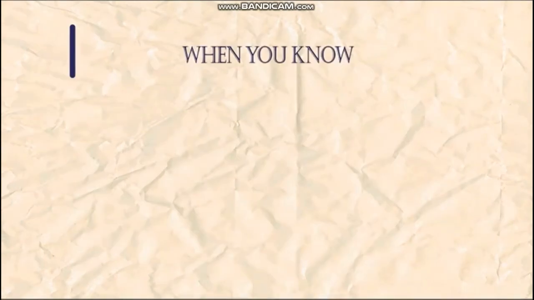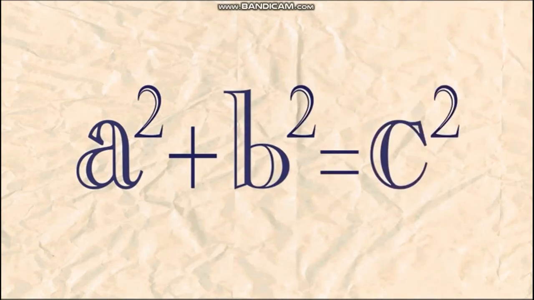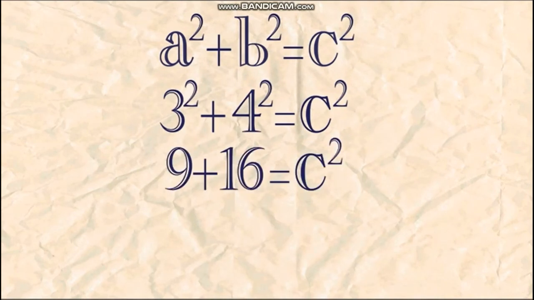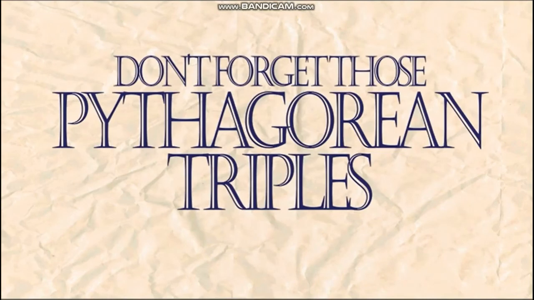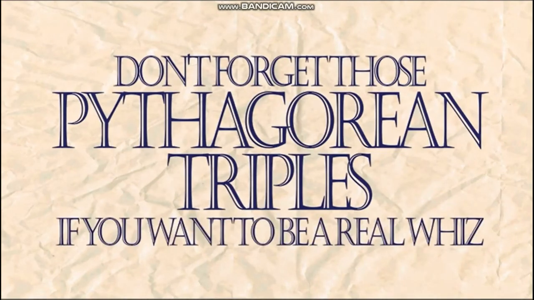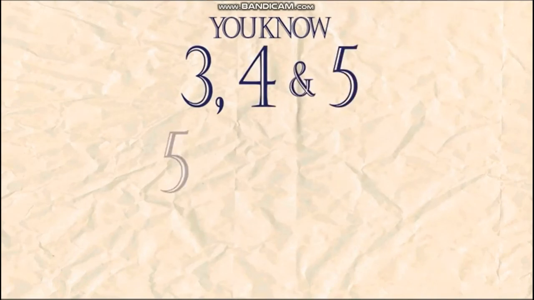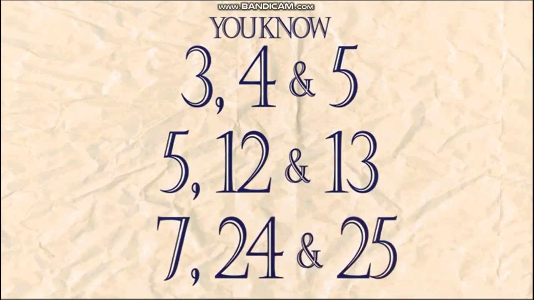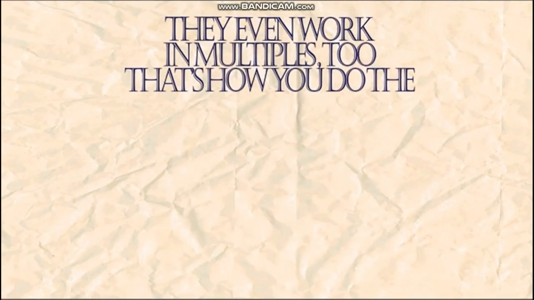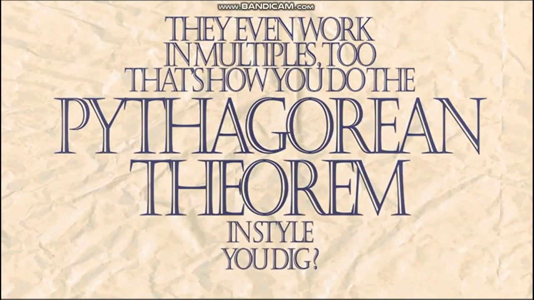Haven't you heard? When you know 2 sides, you can find a third. A squared plus B squared equals C squared. Solve for any one, then you're almost done. Cause when you get your answer, you're still not through. Don't forget that you gotta solve for the square root. True. And don't forget those Pythagorean triples if you want to be a real whiz. You know, 3, 4, and 5, 5, 12, and 13, and 7, 24, and 25. They even work in multiples, too. It's how you do the Pythagorean theorem in style, you dig?